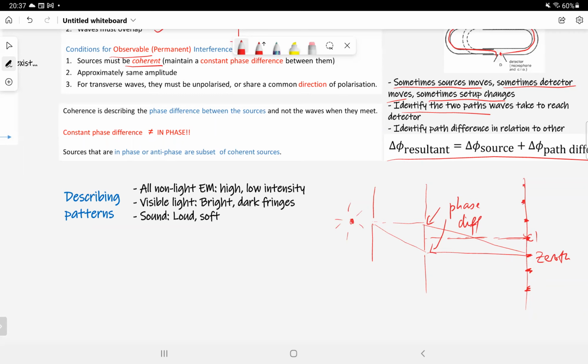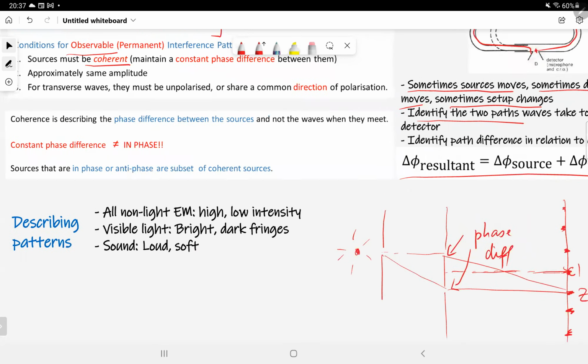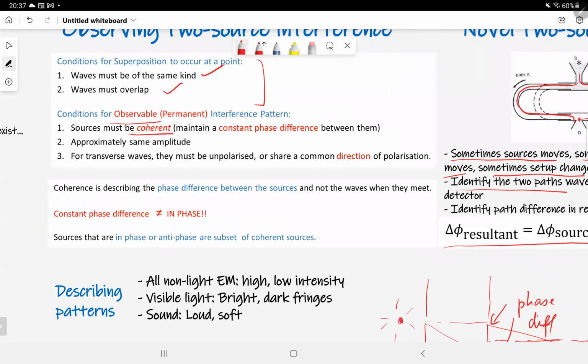So what matters is the constancy of the phase difference, not whether they are in phase or must be in anti-phase. That's too draconian. As long as they are constant, can already. And constant means what? Constant with respect to time. Now and later, still the same value.